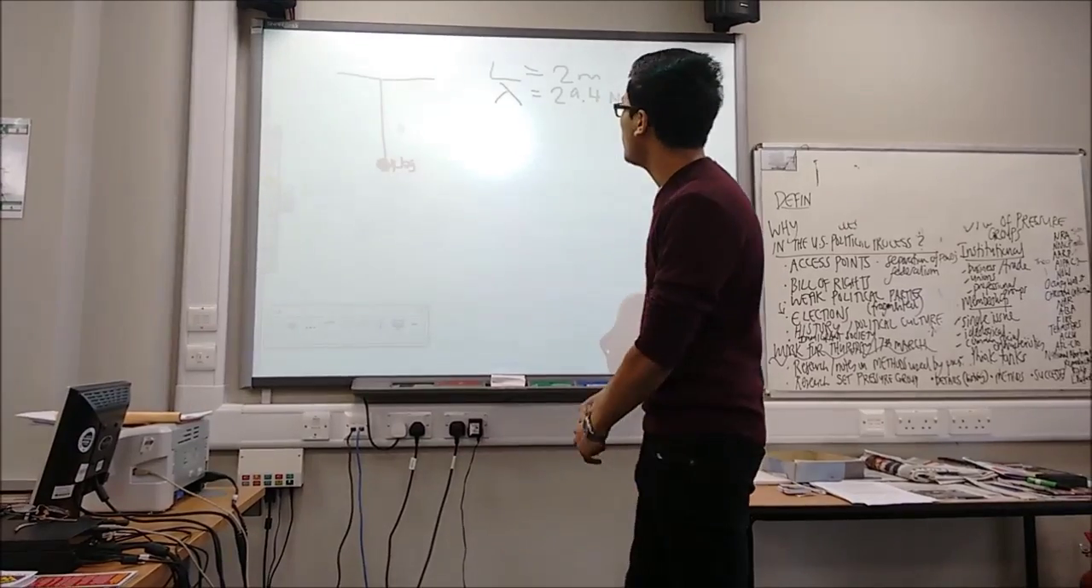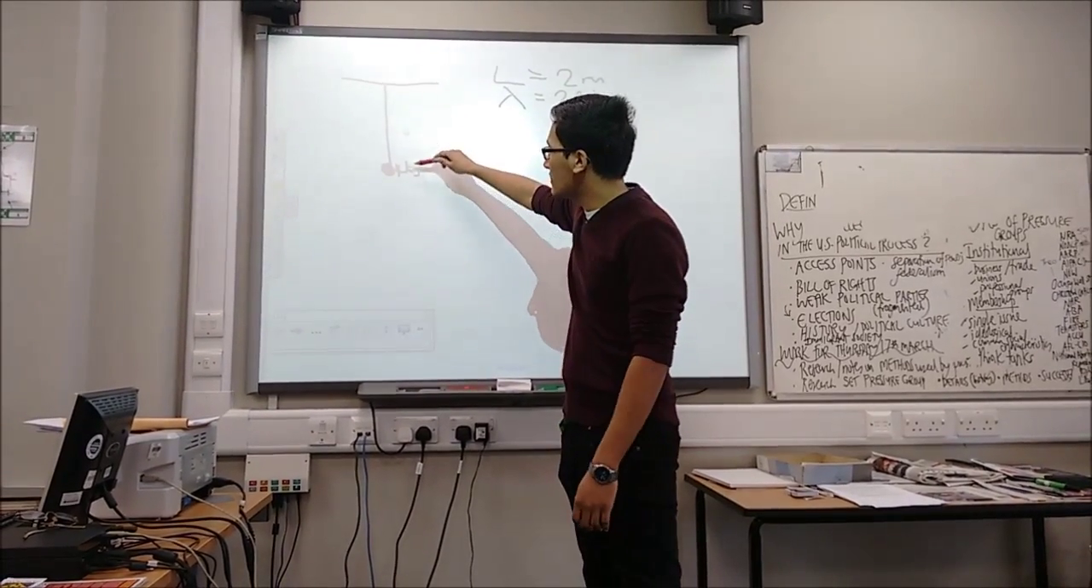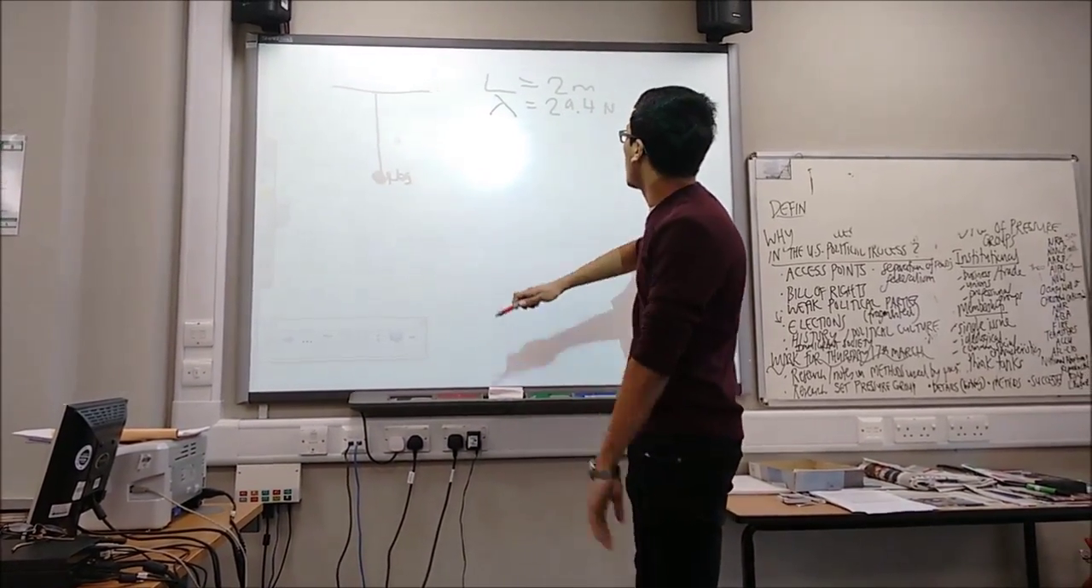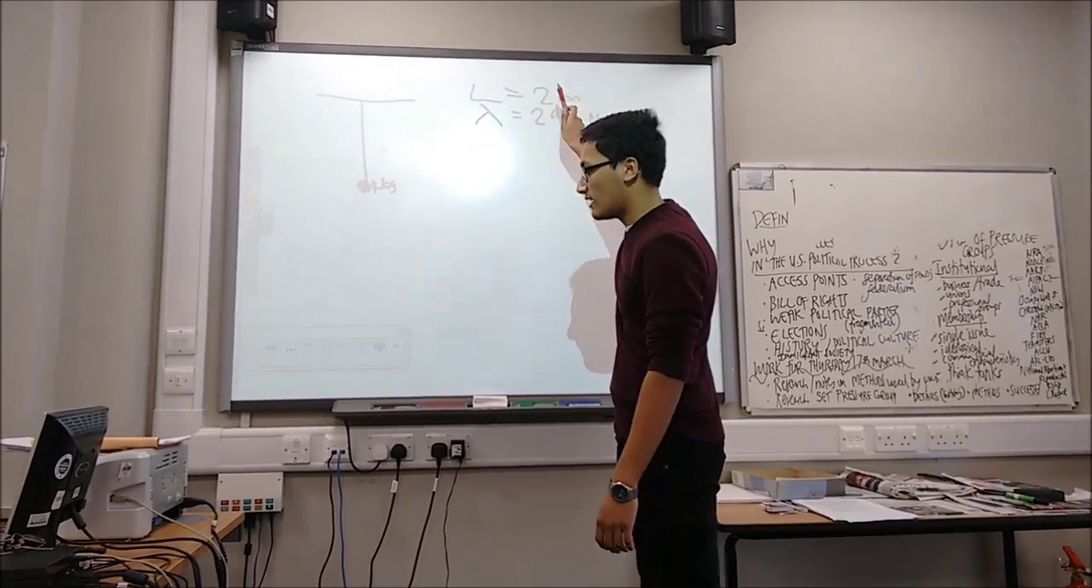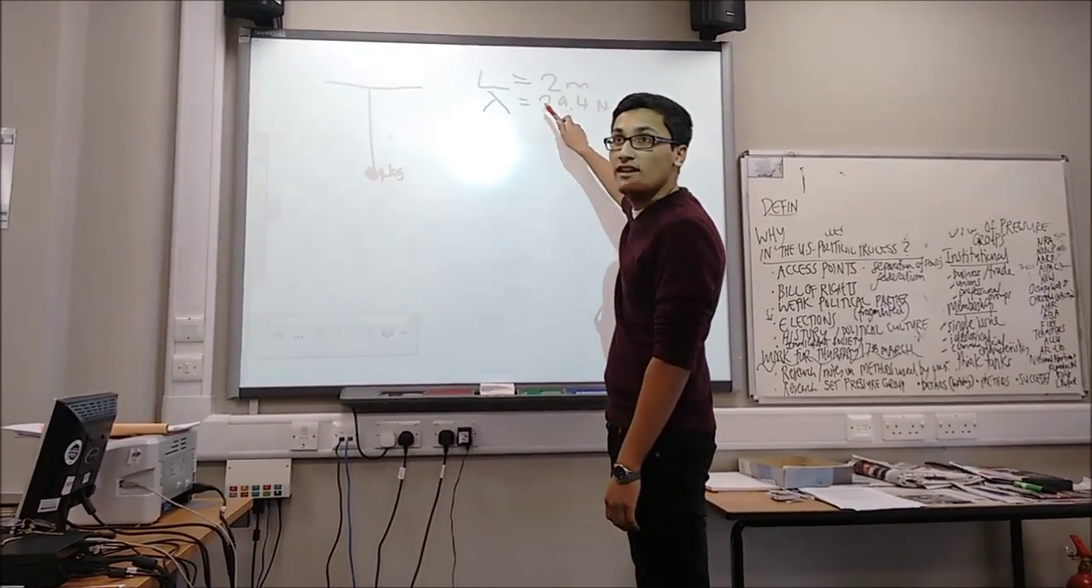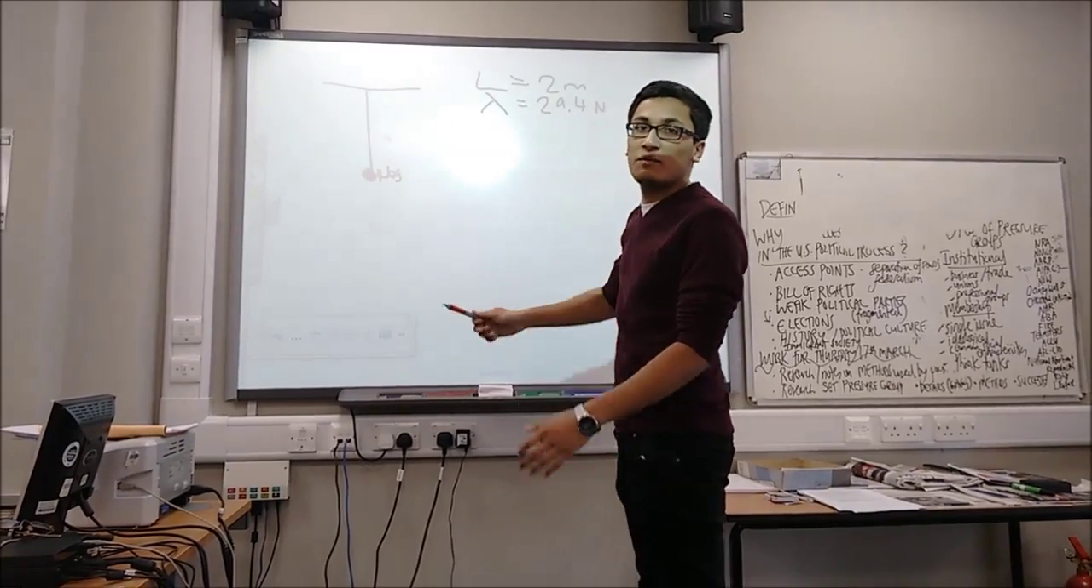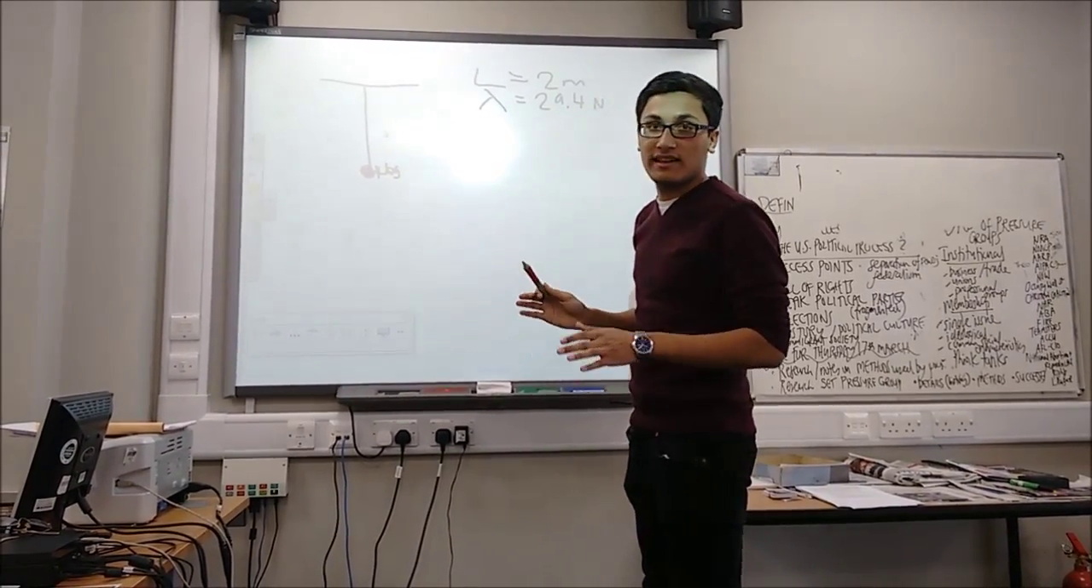Okay. We have a question here. A ball is hung from a string of mass 4 kilograms. We have a natural length of 2 meters and a modulus of elasticity of 29.4 newtons. Now we're going to be trying to find out the spring extension.